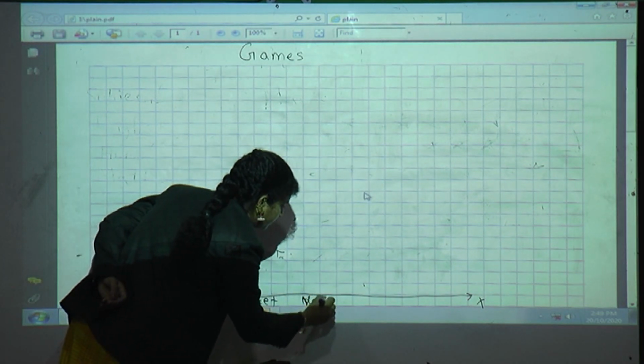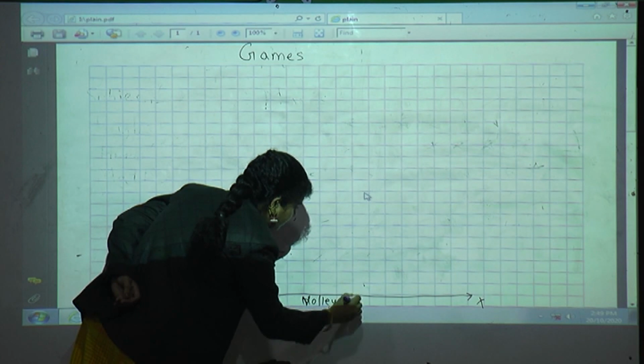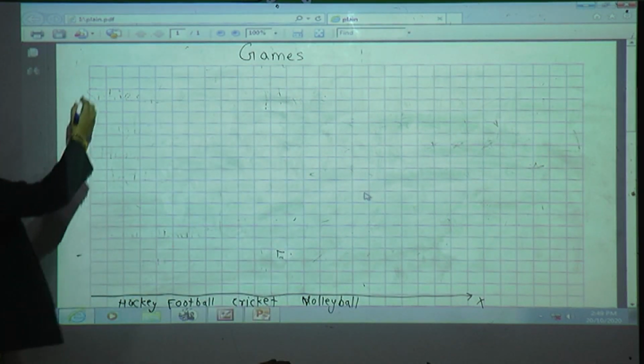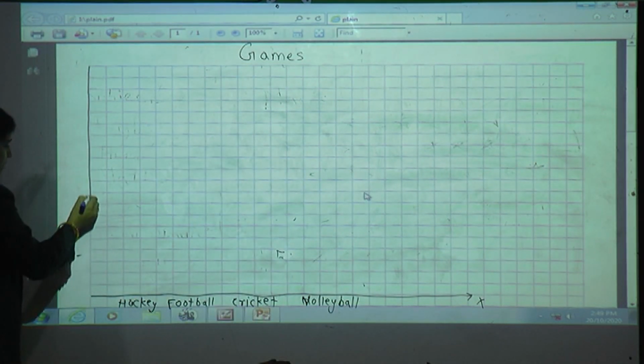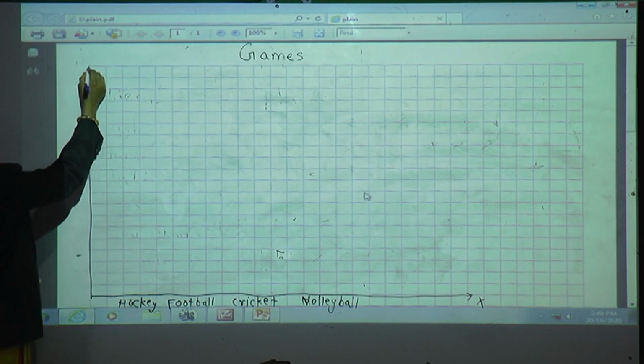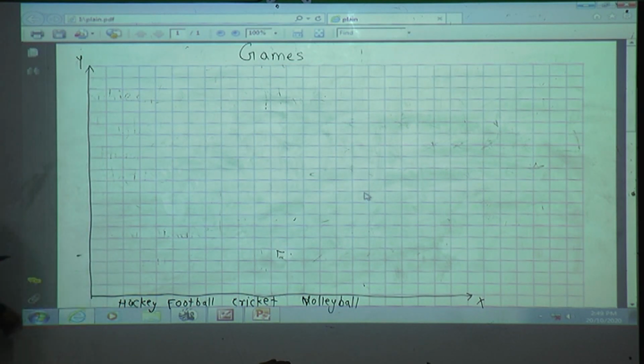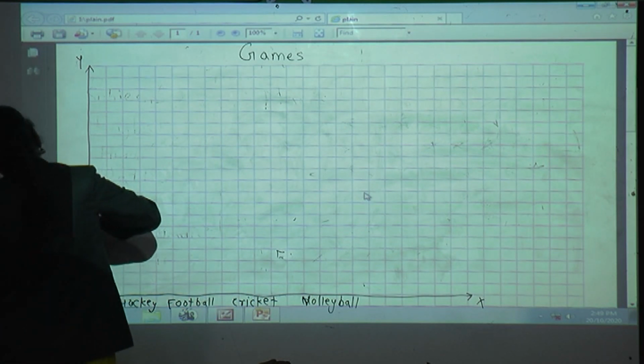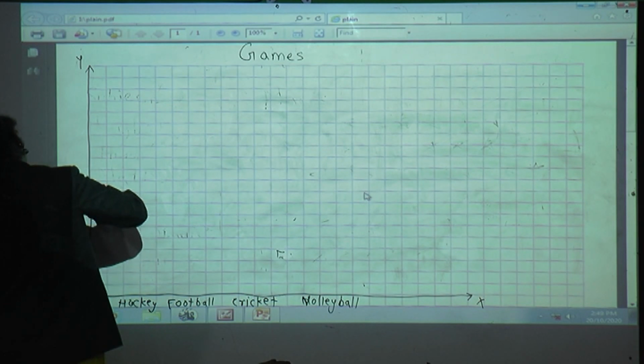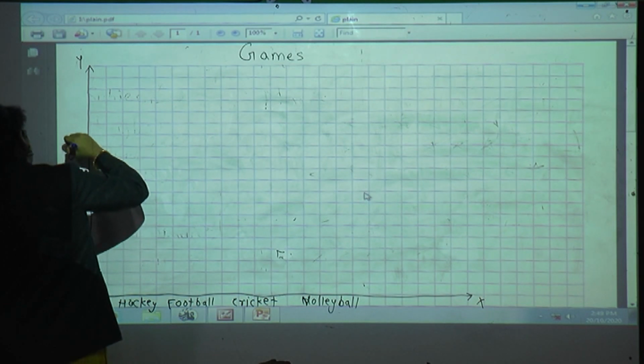Volleyball. Now draw the y-axis with the help of a scale here. On the y-axis you show the number of students. Here, number of students.